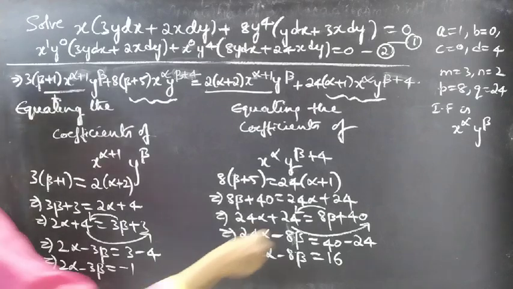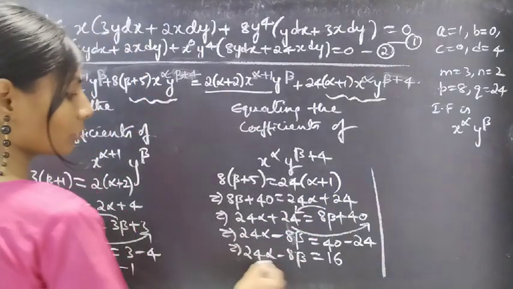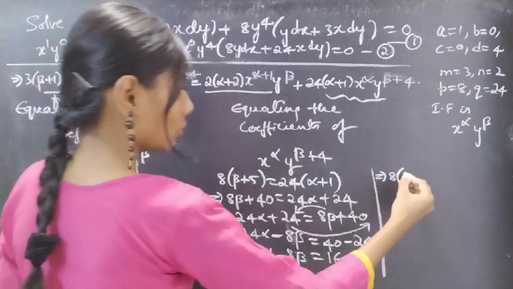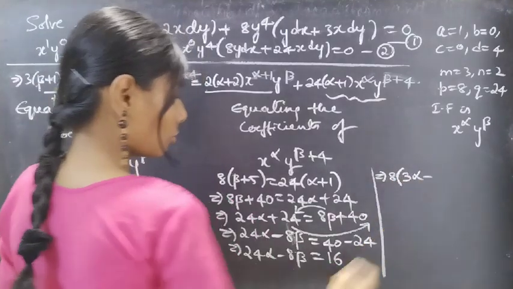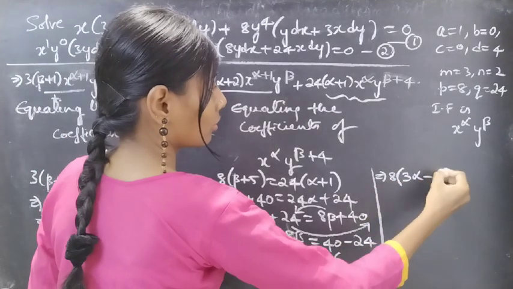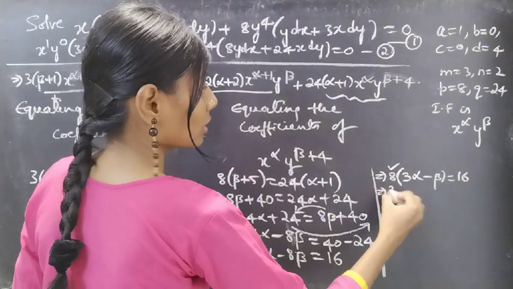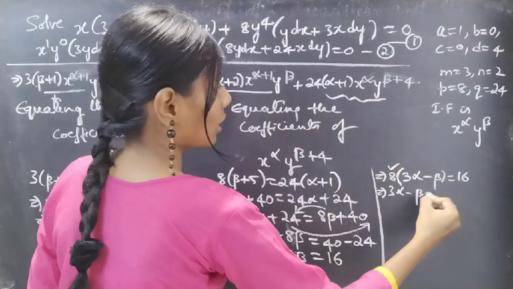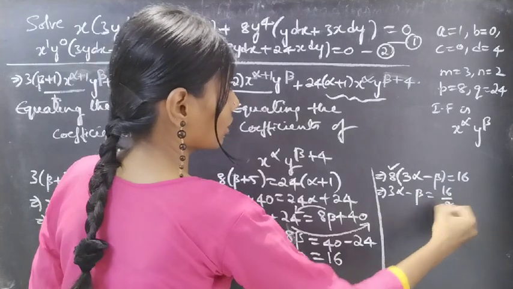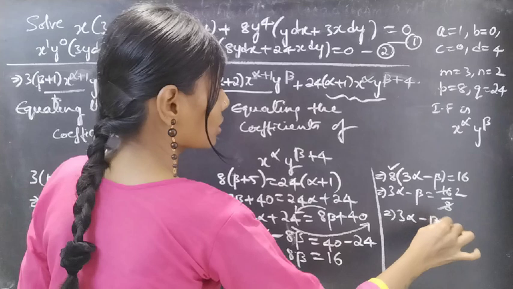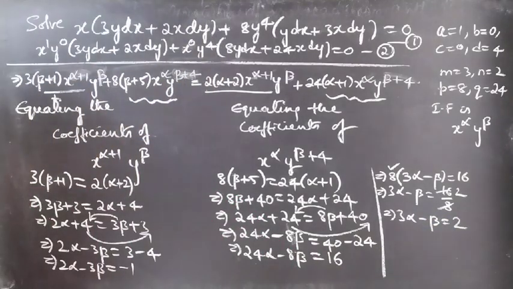Or here you can take 8 common from these two terms, then you'll get 8 times (3α minus β) equal to 16. Now take this 8 to RHS, then you'll get 3α minus β equal to 16 by 8. 8 ones are 8, 8 twos are 16, which gives us 3α minus β equal to 2.